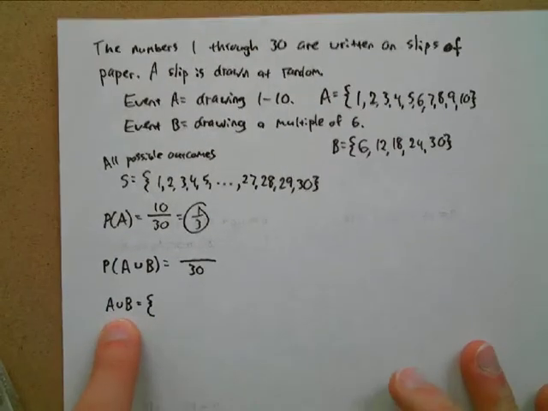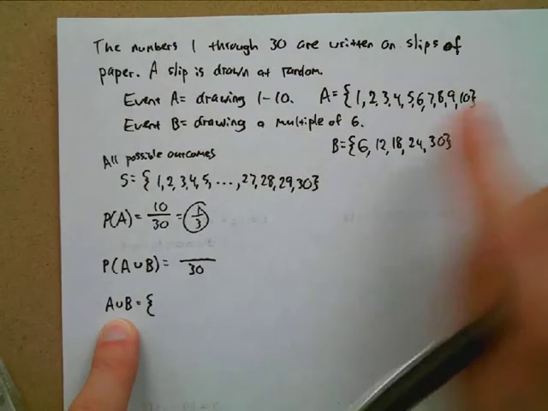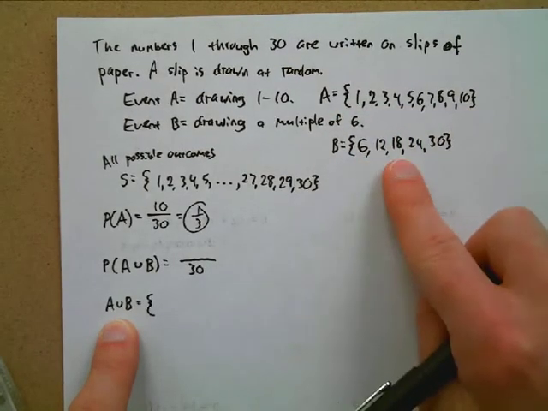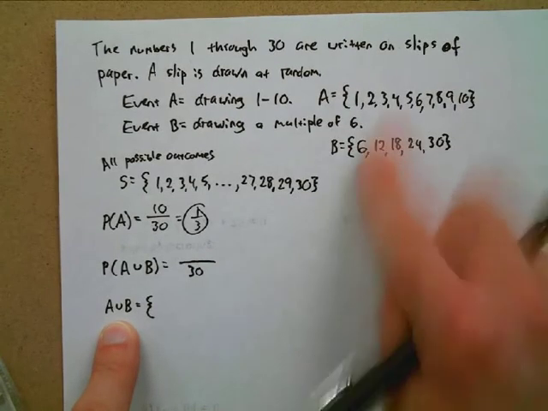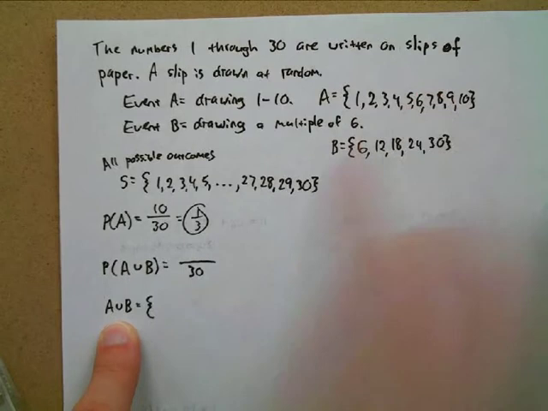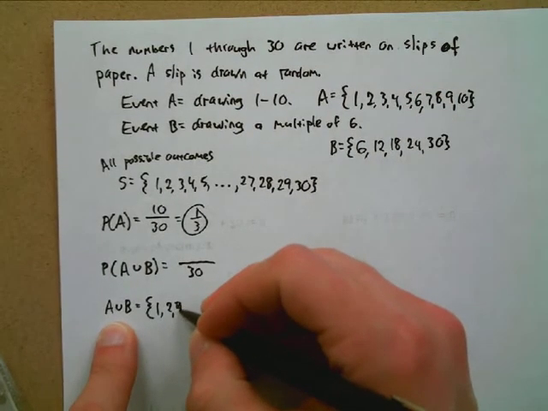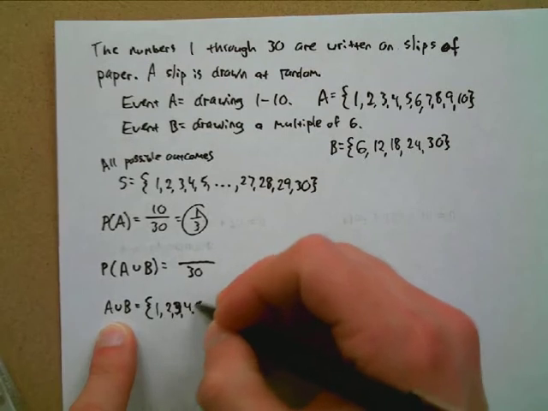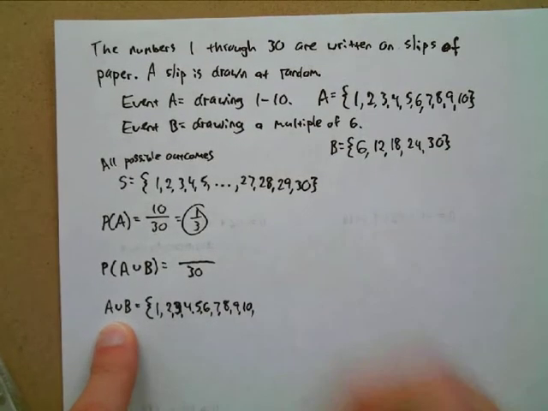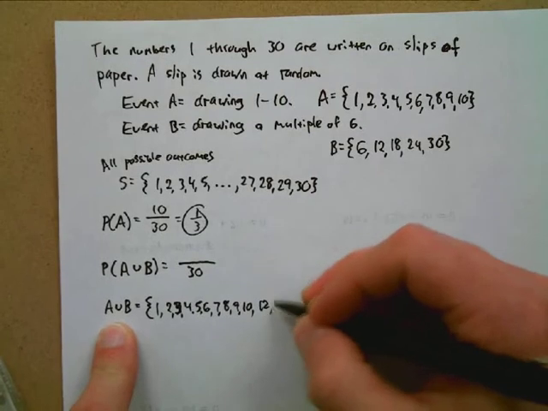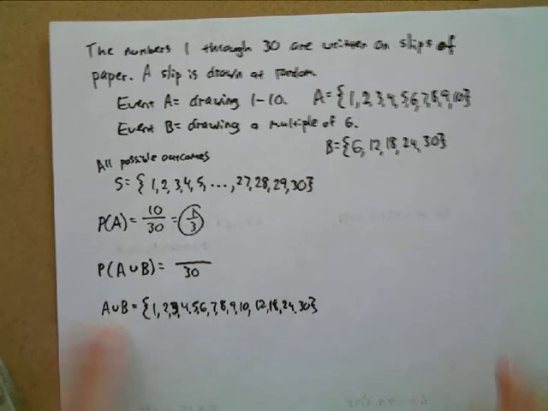Well, it's going to have all of A, 1, 2, 3, 4, 5, 6, 7, 8, 9, 10, and then it'll have all of B, 6, 12, 18, 24, and 30. But be careful here because what's repeated between both these sets? The 6. So we're not going to write that twice. So it's going to be 1, 2, 3, 4, 5, 6, 7, 8, 9, 10, and then also 12, 18, 24, and 30. So you don't want to repeat that 6.